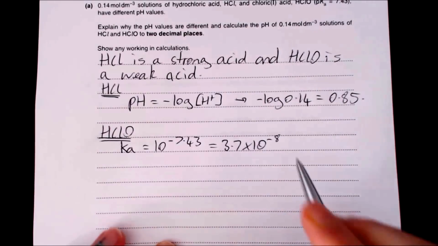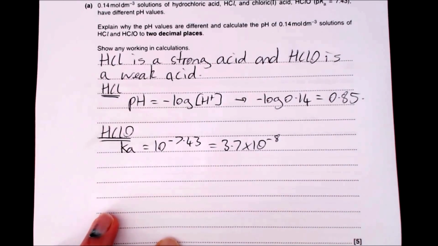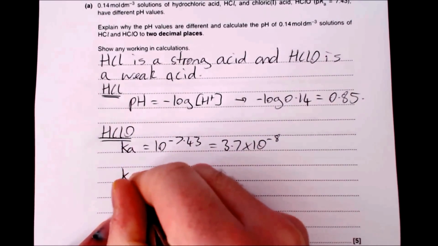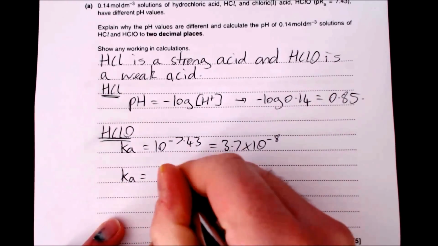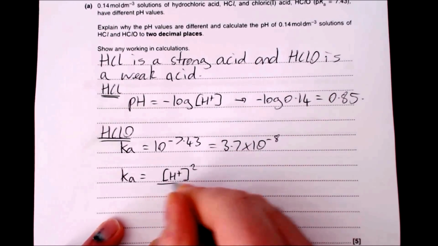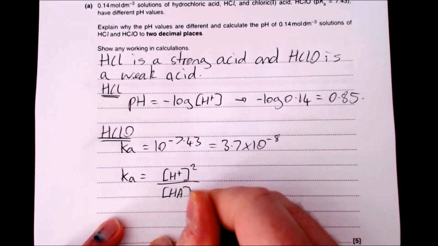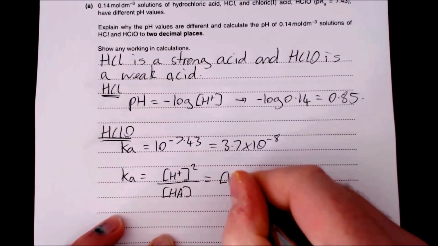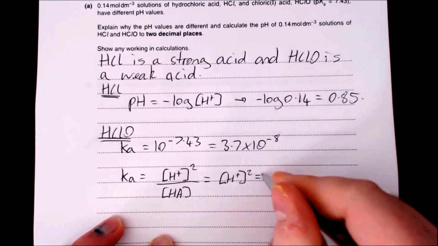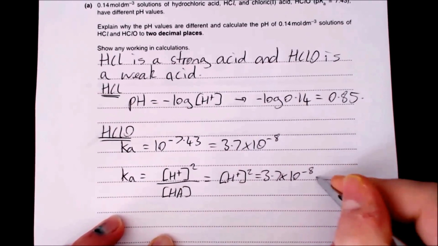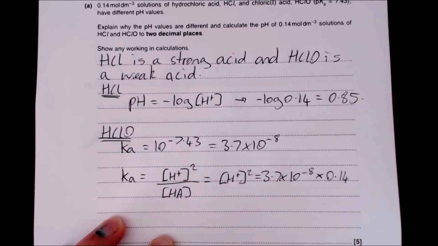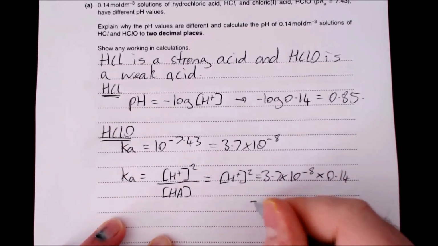And then once we've got Ka, we can use it in our Ka expression to work out the pH. And to work out pH, we need H+. So we're just going to write the Ka expression here. So Ka will equal, now this one we can assume that H plus and A minus equal the same, so we're going to put H plus squared on the top, divided by the concentration of HA, which is your weak acid. And we can rearrange that, and we get H plus squared will equal the Ka value, which is 3.7 times 10 to the minus 8, multiplied by the concentration of our acid, which was 0.14, which is up there at the top.